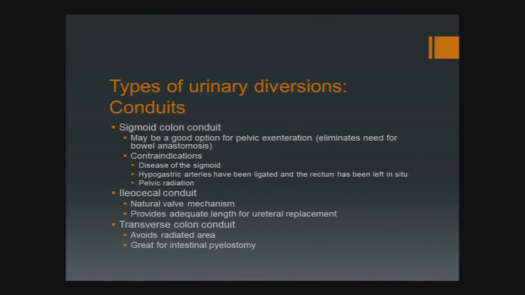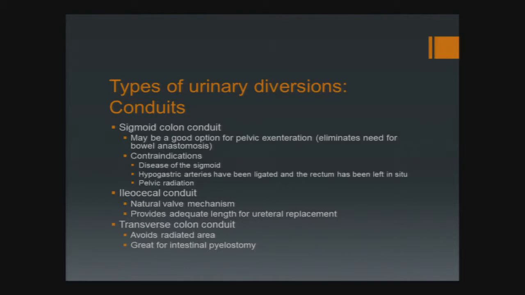There are sigmoid colon conduits. Dr. Moore actually brought this up a little earlier: in pelvic exenterations, you can eliminate the need for a bowel anastomosis by using a sigmoid colon conduit, simply attaching the ureters to the sigmoid and bringing up that stoma. Some contraindications to this would be disease of the sigmoid, some vascular issues, and pelvic radiation.